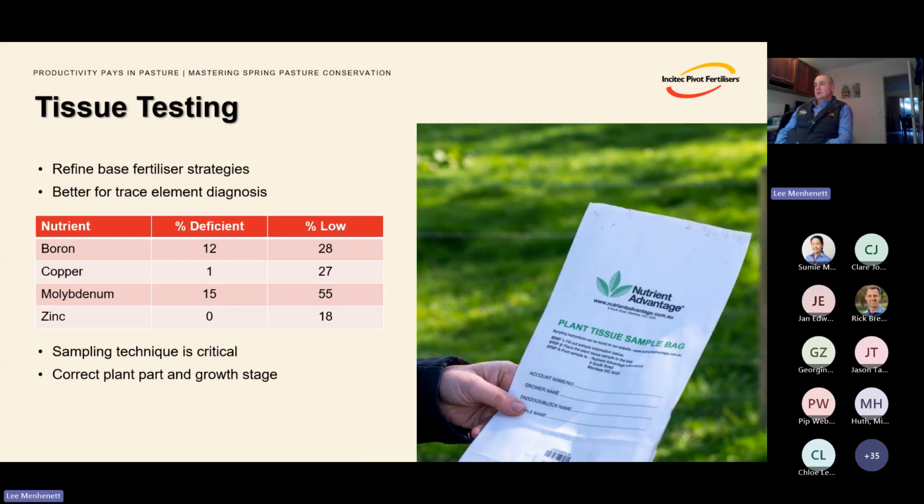And then tissue testing at this time of year also is a really great opportunity to, number one, refine the base fertiliser strategy. So we set our base fertiliser strategies in place from soil testing. We can then refine it with tissue testing. How is the plant going? What status is it? Do we need to look at upping or downing potentially phosphorus or potassium levels? It gives us a really good handle on how the plant's performing against the strategies that we're employing. And it's really good for diagnosing trace elements.